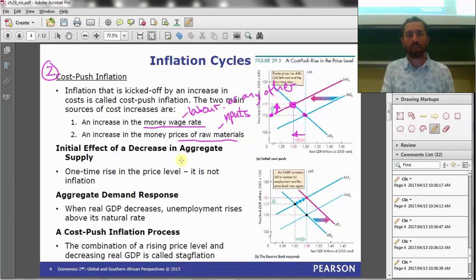What is the response to these high prices? Well, if there's an aggregate demand response, then essentially higher prices might increase aggregate demand. How might it increase aggregate demand?